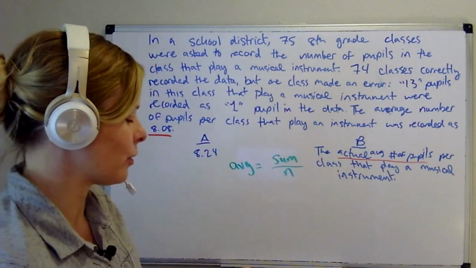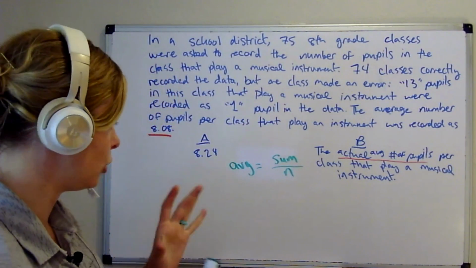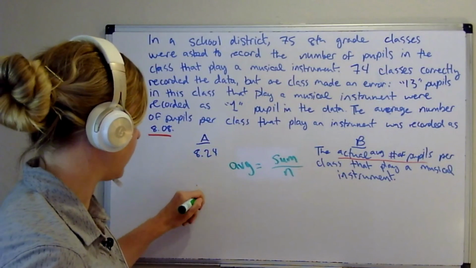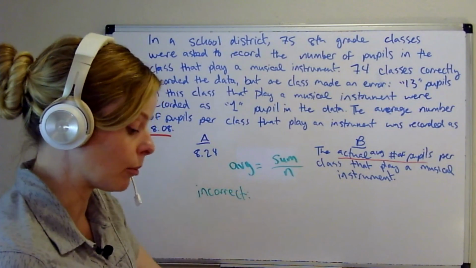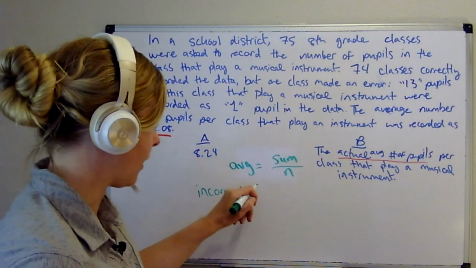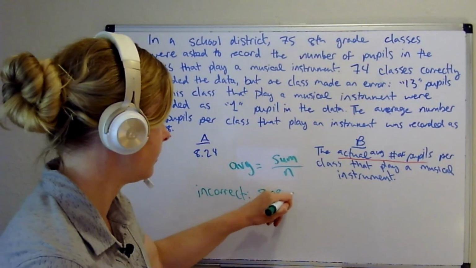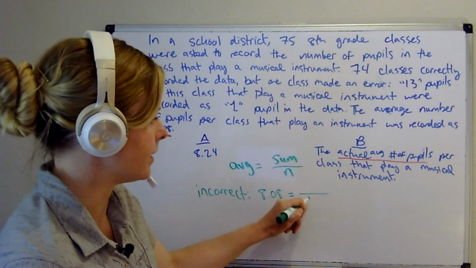Since we're given so much information about that incorrect average, let's start there. And I'm just going to be super clear with myself and label this entire section as my incorrect numbers that I'm dealing with. And my incorrect numbers are, I've got the average, 8.08, and that is equal to some sum, and then my number of classes is 75.